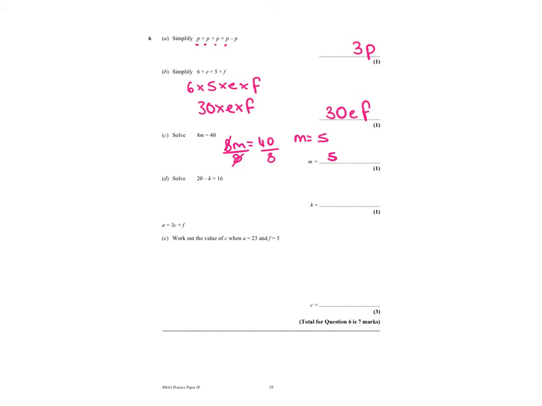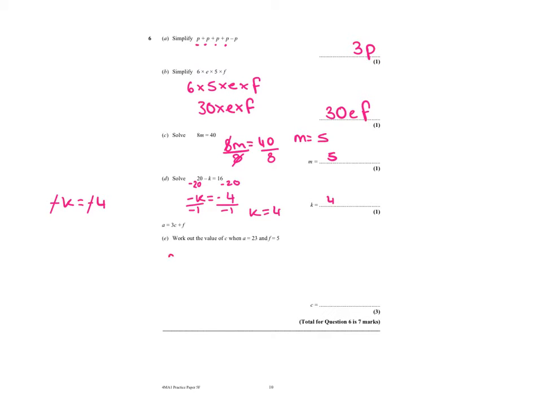Solve 20 minus k equals 16. So I'm going to minus 20 from both sides. So minus k equals 16 minus 20, which is minus 4. I now don't want a negative k, so if I divide both sides by minus 1, I get k equals minus 4 divided by minus 1, positive 4. Sometimes, if you have exactly one expression on each side and they're both negative, you can cancel them. And we're cancelling them because we're dividing by minus 1.